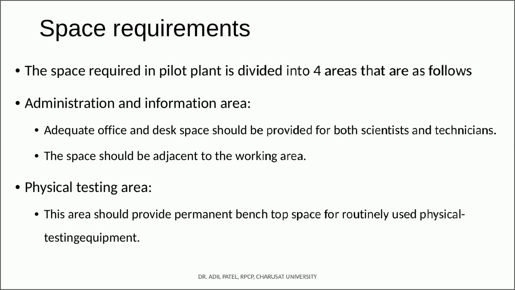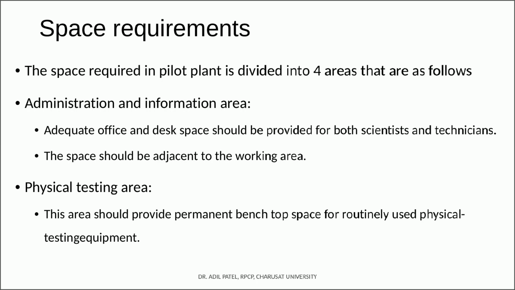The first one is the administration and information area. So all kind of paperwork and all kind of data crunching is happening in administration and information area. So whenever you are allotting space to this particular area, make sure that you are giving sufficient space so that it can accommodate necessary furniture and people who are supposed to work in the administration and information area. The space should be adjacent to the working area so that data transfer could be very fast and very effective.